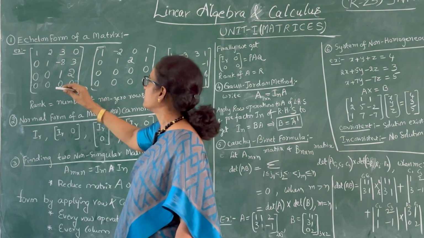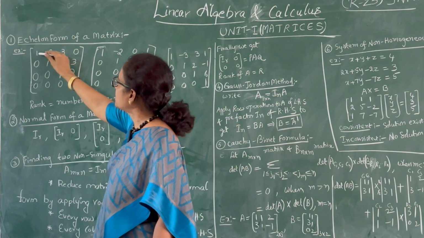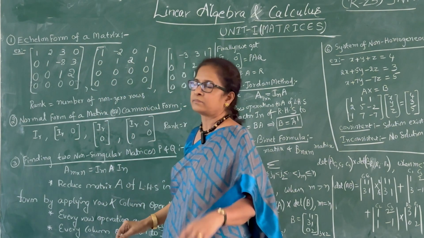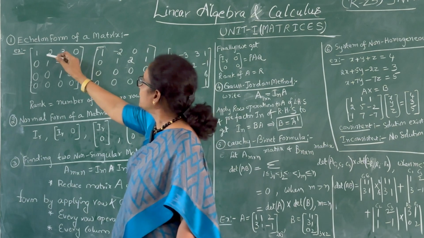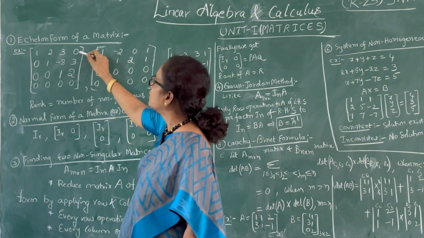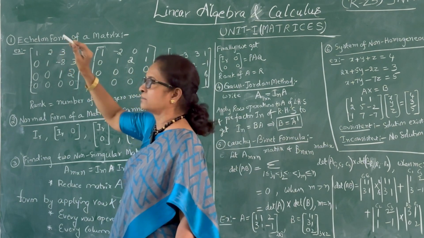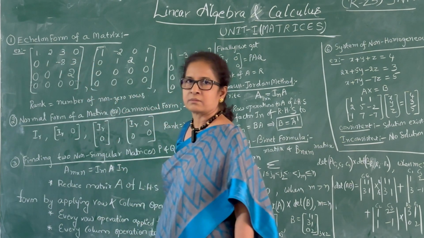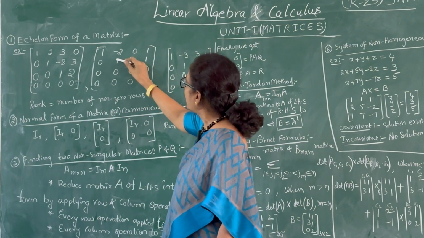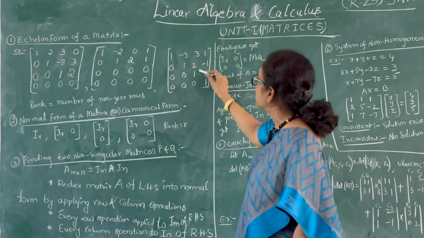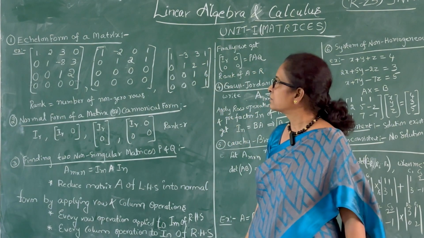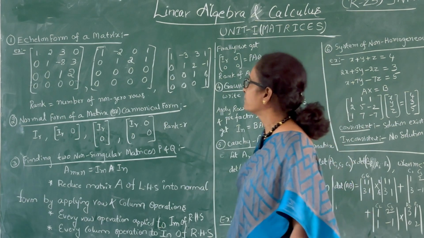Next, second point. The first non-zero element in a non-zero row is 1. If you observe here, this is a non-zero row. Here the first element is 1. In this, the first non-zero element is 1. Like this, we have all ones here as the starting number. This is the second point.